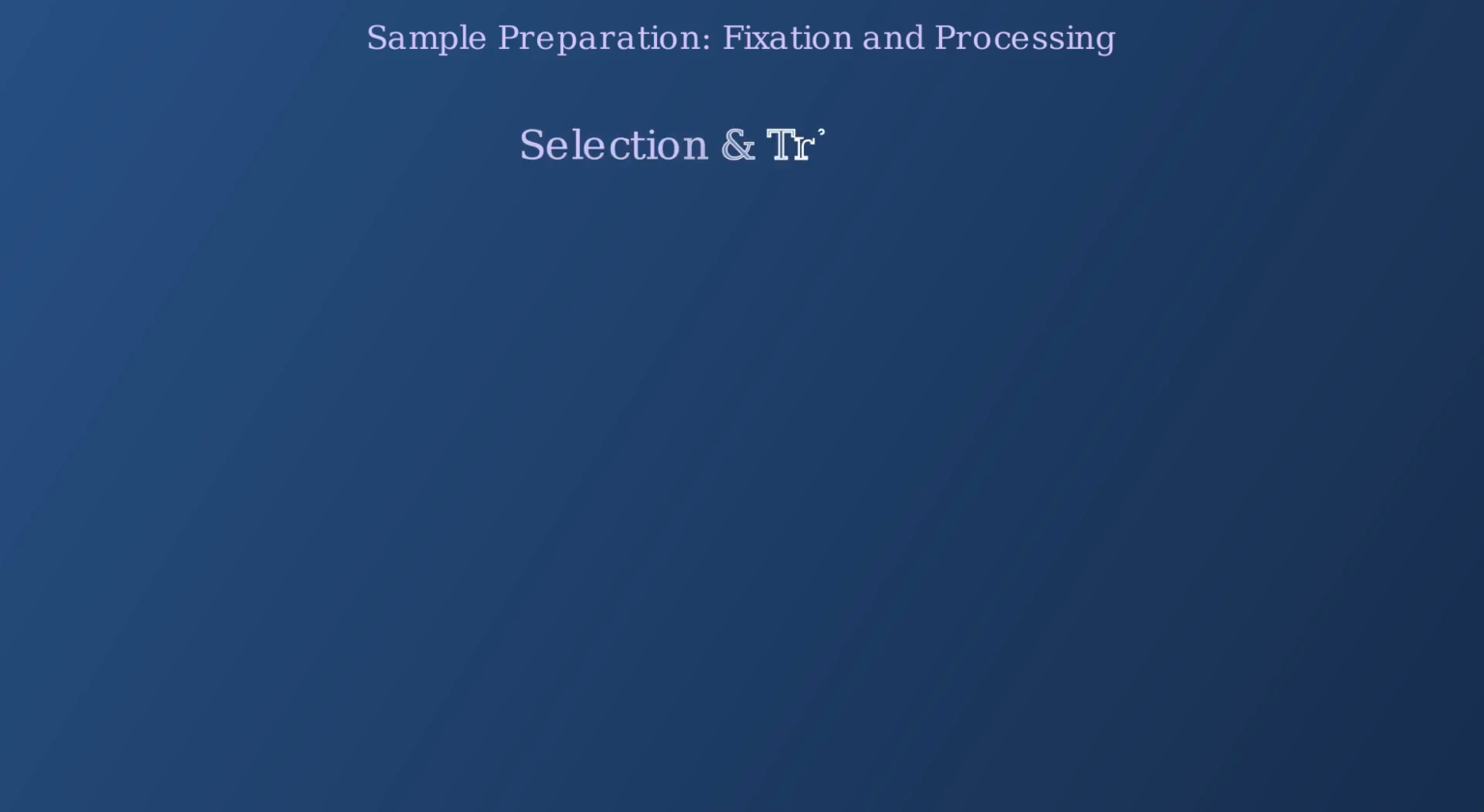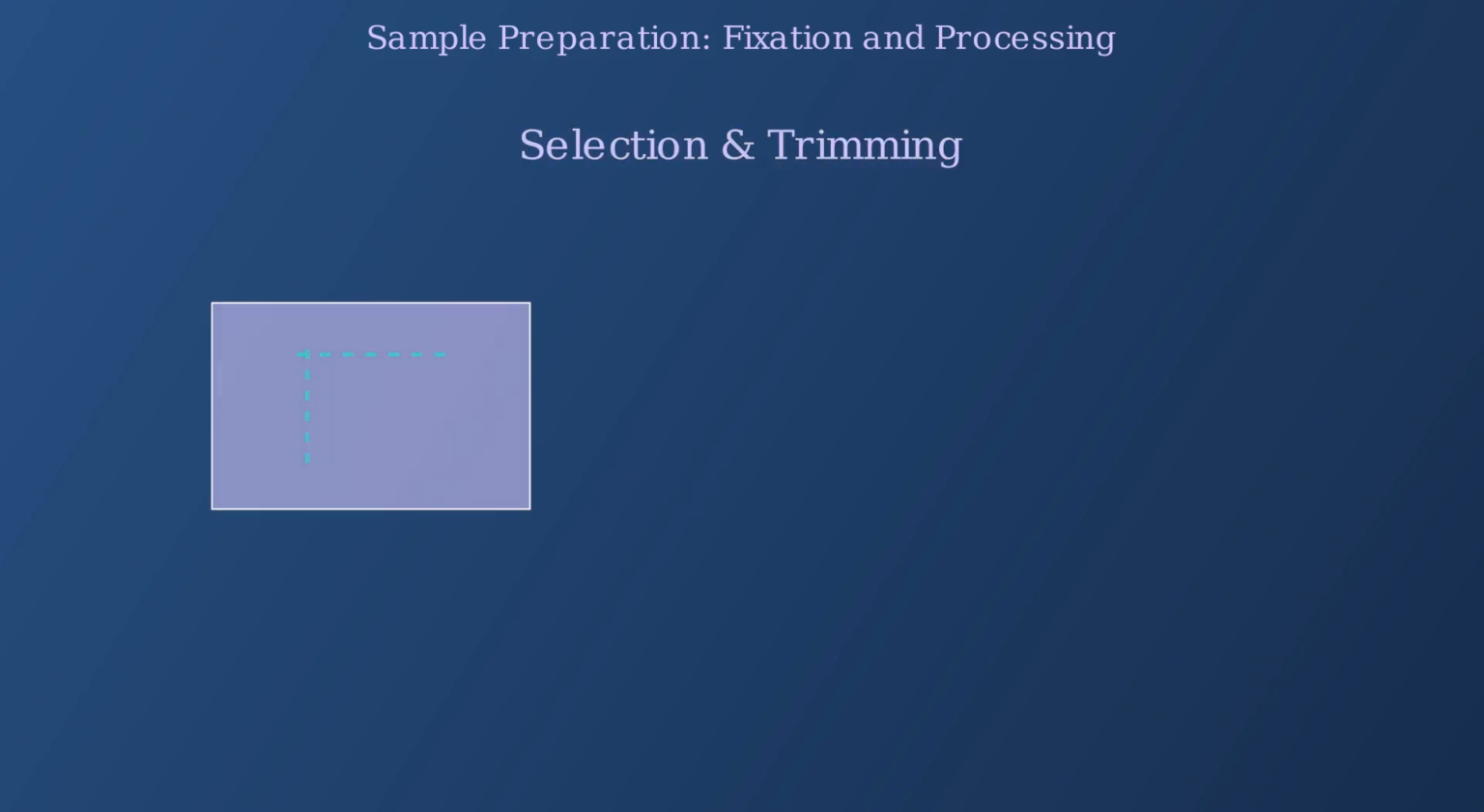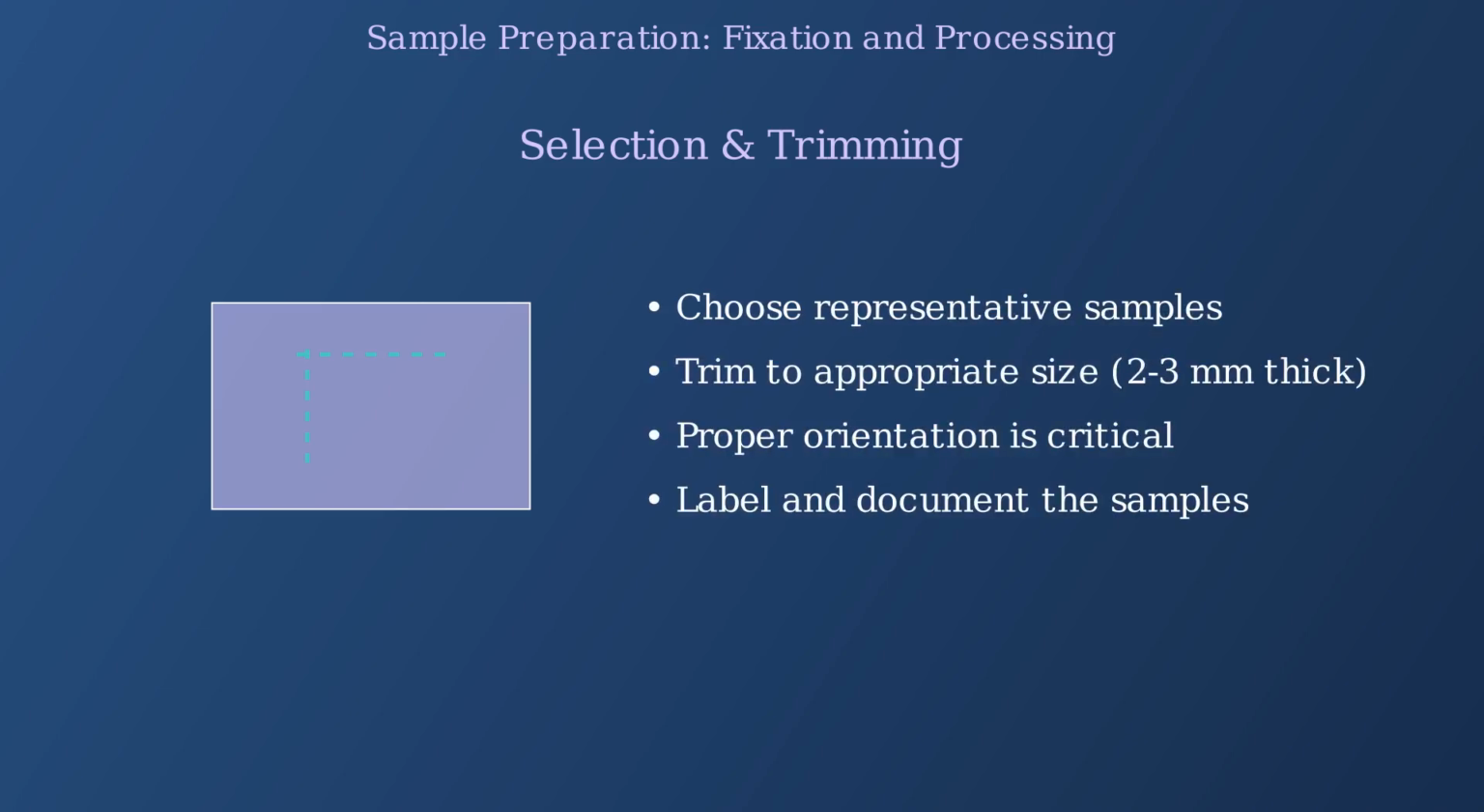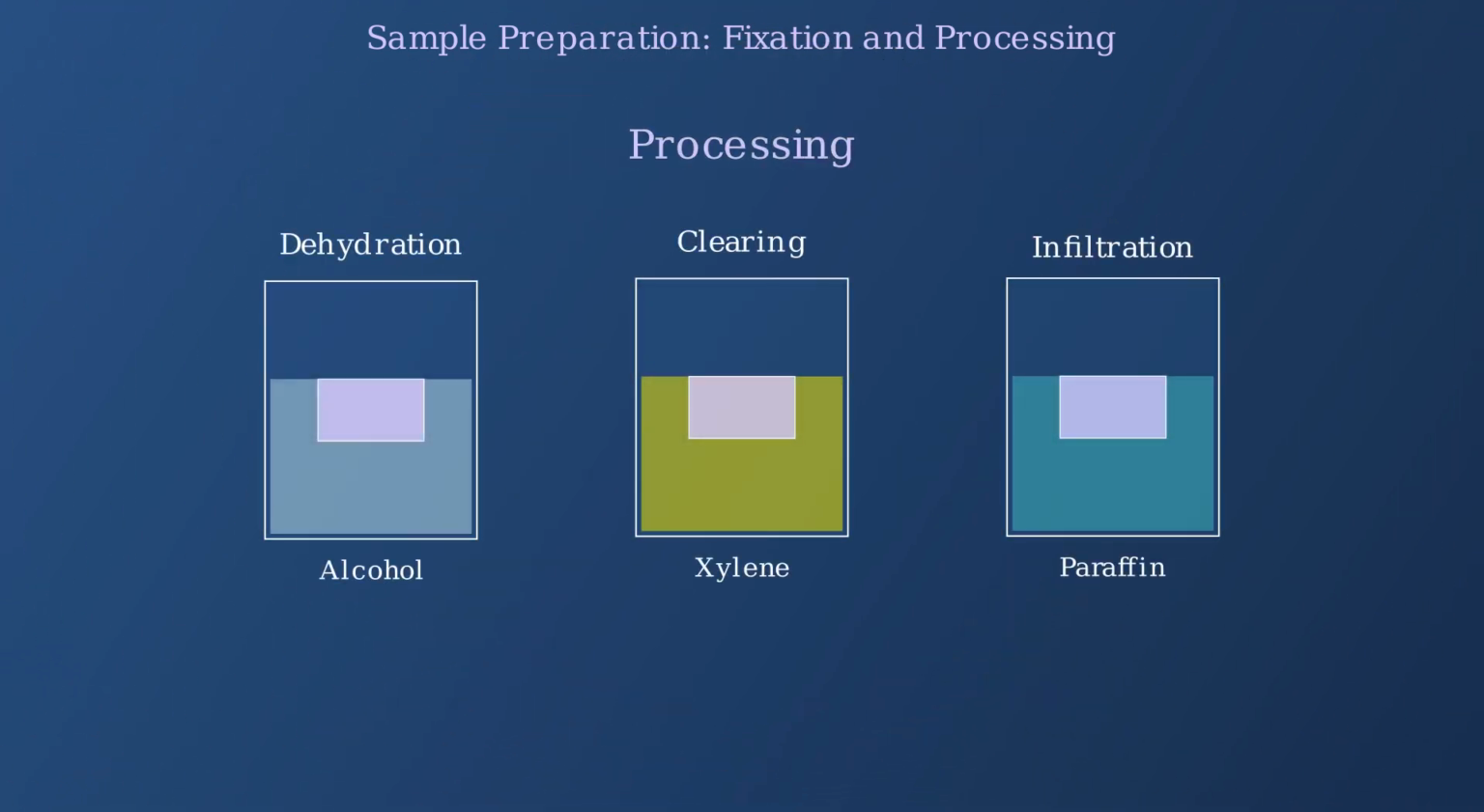After fixation, the next step is selecting and trimming the tissue to obtain representative sections. This involves choosing representative tissue samples, trimming them to the proper size of about 2 to 3 millimeters thick, and ensuring proper orientation. The final preparation stage is processing, which prepares the tissue for embedding.